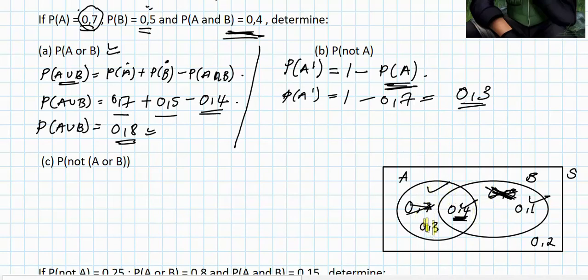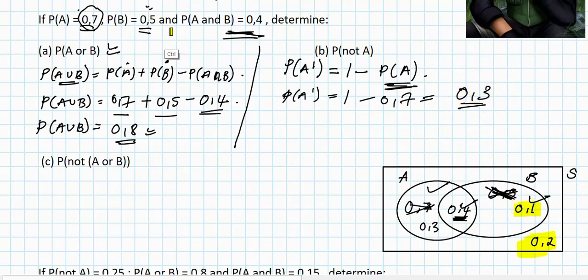It says 0.3. 0.3 has something to do with A, so we are not looking for that. 0.4 has something to do with that, so we are not looking for that. But 0.1 and 0.2: 0.1 is B, so it has nothing to do with A. 0.2 is the rest of the sample space, which has nothing to do with A. So when you add 0.1 and 0.2, you get the 0.3, which is what we found using the formula.